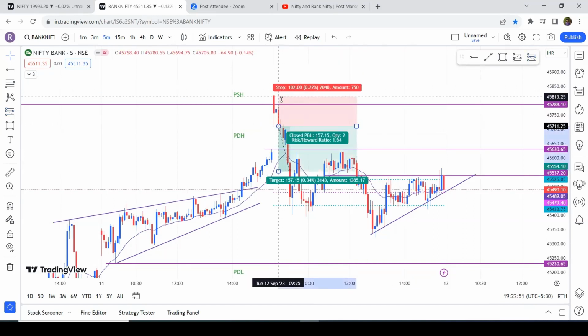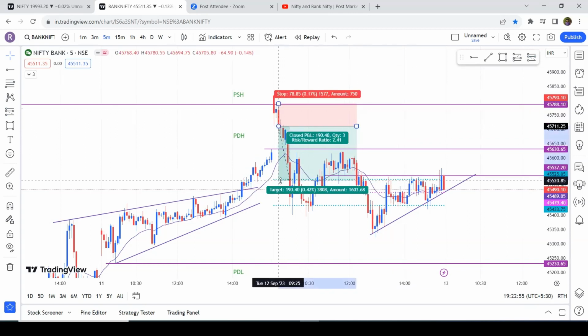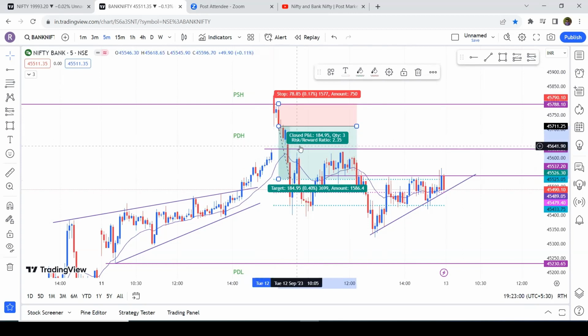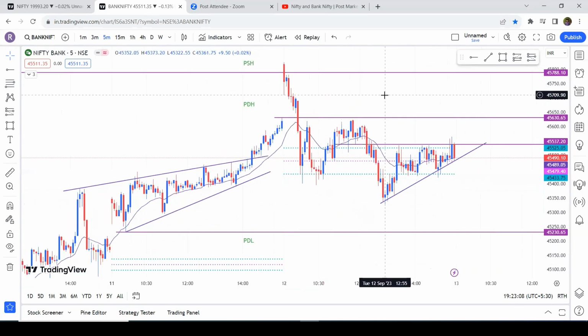So stop loss could be our previous swing high or candle high itself, and target could easily be the CPR. Yeah, you have to make sure that previous day high cannot act as a support as well, and most of the times it will be broken down and the target can be achieved till CPR. Yeah, this was one good entry in Nifty Bank as well.